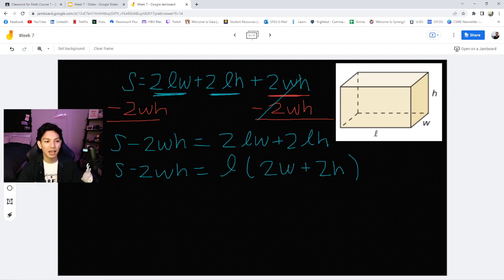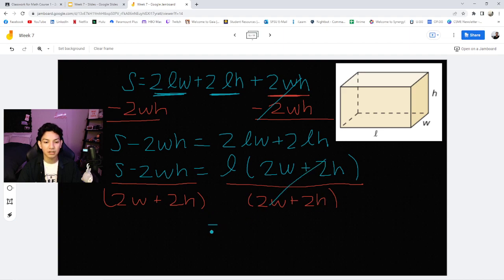And then the last thing we would do here to isolate L would be to divide both sides by 2W plus 2H, because this reads as L multiplied by 2W plus 2H. The inverse of multiplication is division. So that's why we're dividing both sides by this expression, 2W plus 2H. So 2W plus 2H over 2W plus 2H equals 1, so we just leave that alone. We're left with L equals S minus 2WH over 2W plus 2H.